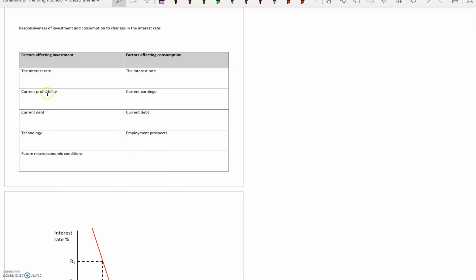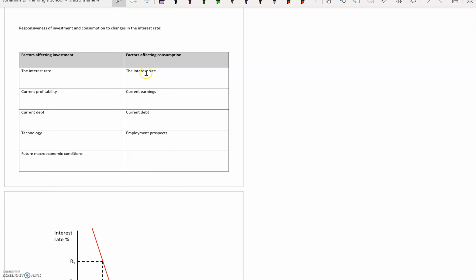It's affected by how profitable you are, how much debt you have as a company, the technology that you are inventing. If more technology, you might invest more, and your view of future macroeconomic conditions, your view of your future demand. If you don't think you're going to be able to sell more goods in the future, why are you expanding your company by building new warehouses, for example, and factories? That wouldn't make sense, even if the interest rate were low.